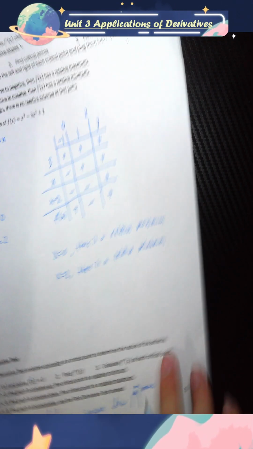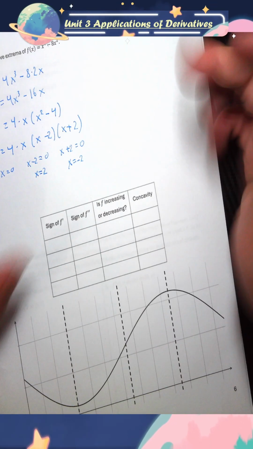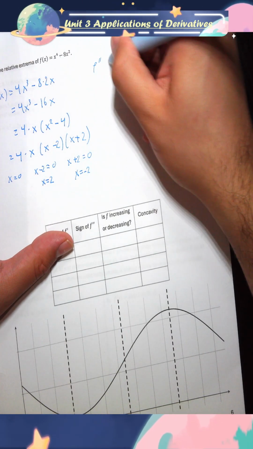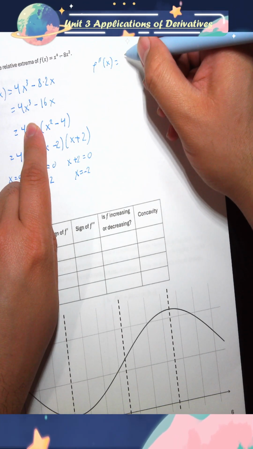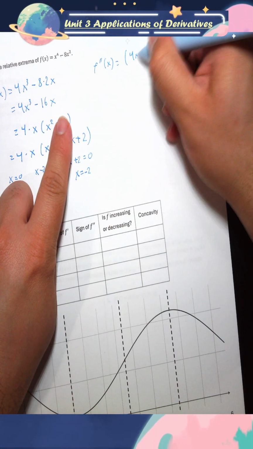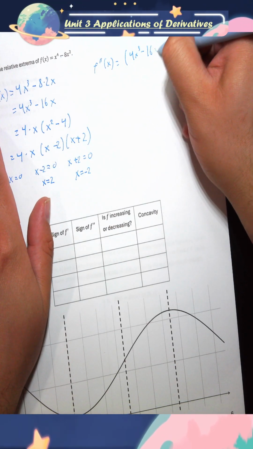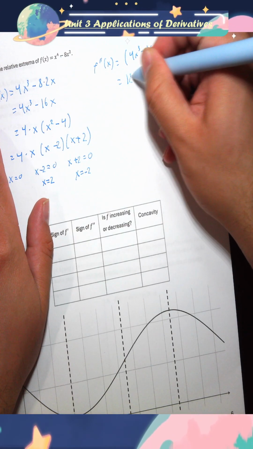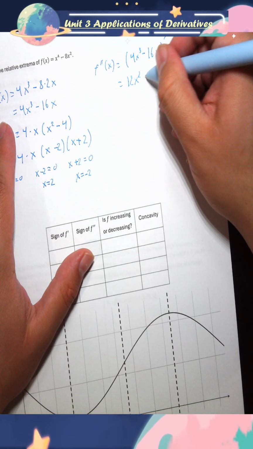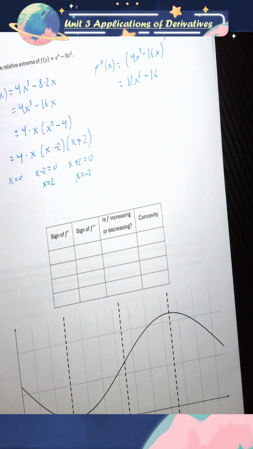The next step says find f double prime. So now I'm going to do f double prime of x, using this as a reference. Okay, let me write it down in full just in case. And then go ahead and do that. We get 12x squared, and that just becomes minus 16.